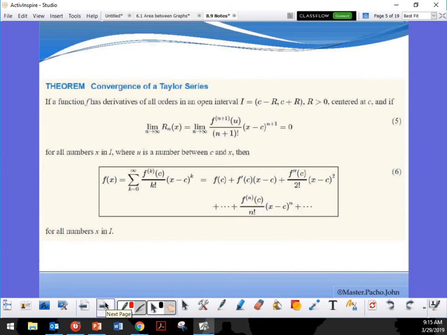Okay. Convergence of a Taylor series. If a function f has derivatives of all orders in an open interval I centered at c, with radius r greater than 0, that's some value that I have as the radius on both sides. And if the limit as n goes to infinity of the n plus 1 derivative of f at u over this whole thing, all of it has to come out to be 0.